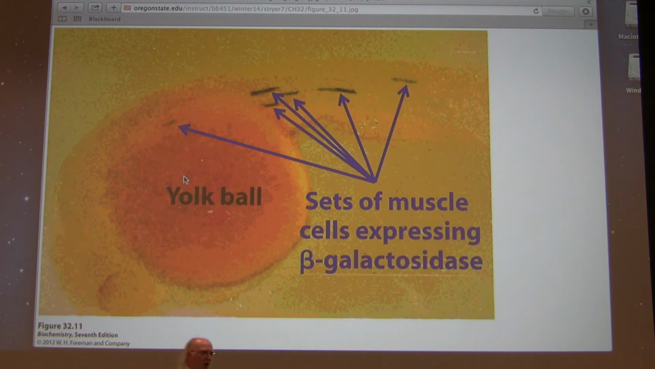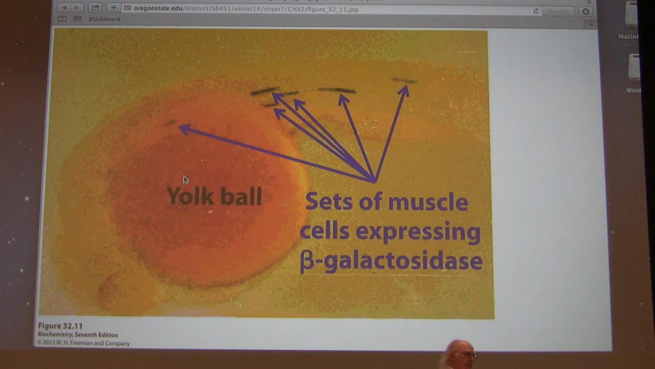Well, this figure is a very nice figure. I like this figure a lot. It shows a developing embryo for a chicken. And this chicken had its DNA modified. The modification was they took the enhancer sequences for making muscles. So there were enhancers that were involved in making muscles. And they put those enhancers in front of the coding for beta-galactosidase. Beta-galactosidase, you remember, is the gene that can cut X-gal and give a blue color.